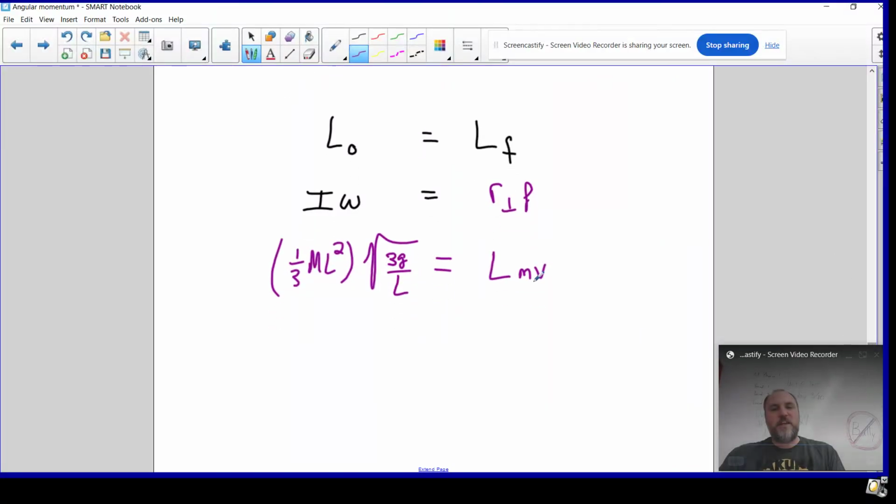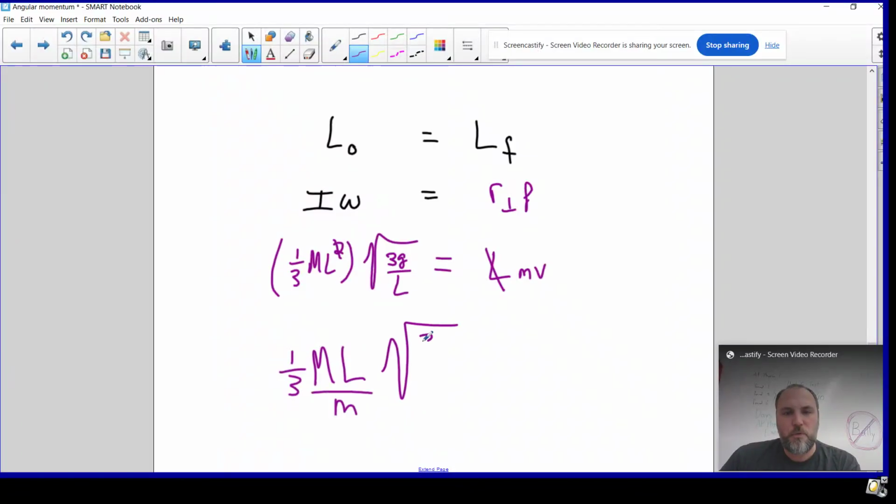And now to get v all by itself, I would divide by L and divide by little m. So I see that this L would cancel with one of those. So I have 1/3 big M L. I also need to divide by the little mass, m, and then root 3g over L. And that's equal to the velocity or the speed of the ball.